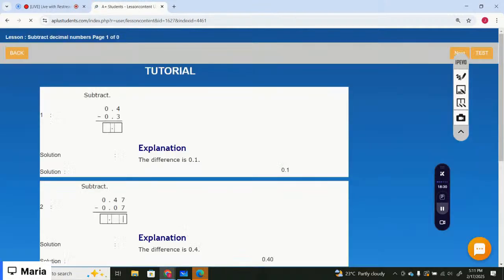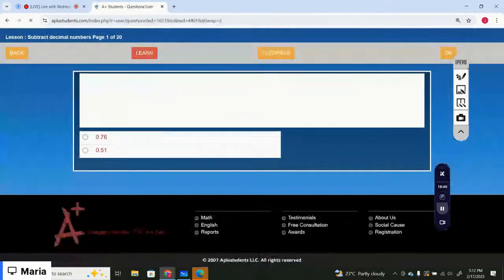Subtracting is exactly the same. You just have to line up the decimal point and subtract exactly like you do with other numbers, right? So let's just start with the test questions. 0.93 minus 0.42.